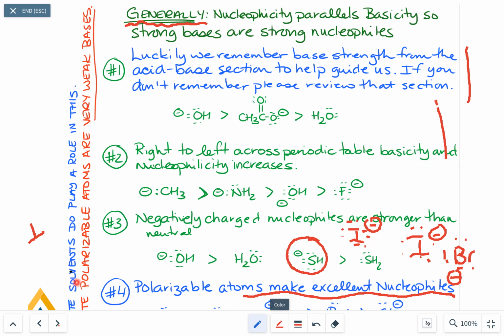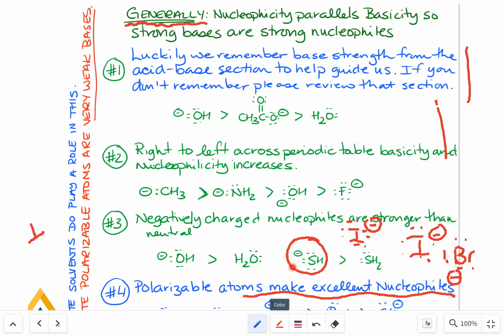So now solvents do play a real important role in this, in point number 4. There's certain trends that can be reversed by choosing different solvents. We'll get into that a little bit later on. So generally, when it comes to being a nucleophile, you can just think of it, is this a good base or not? And it's going to typically work, except for the polarizable part. So things that are lower on the periodic table, iodine, bromine, sulfur, because it's lower than oxygen, and it's more polarizable.